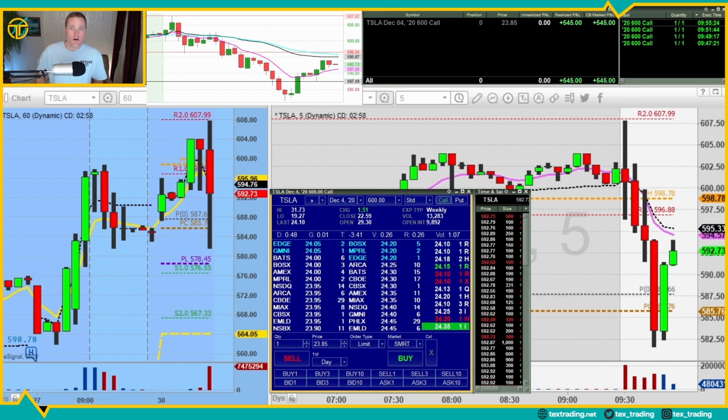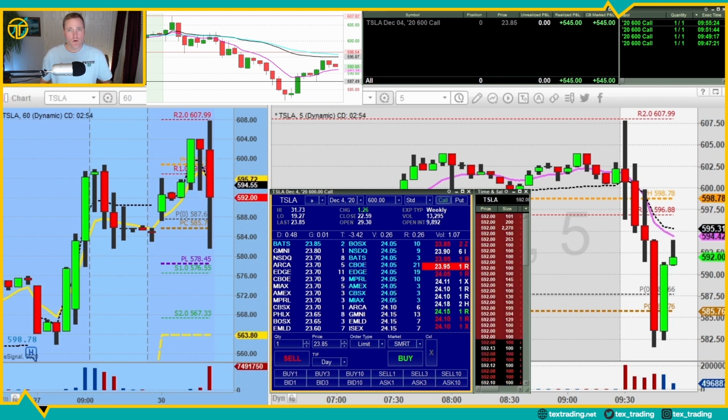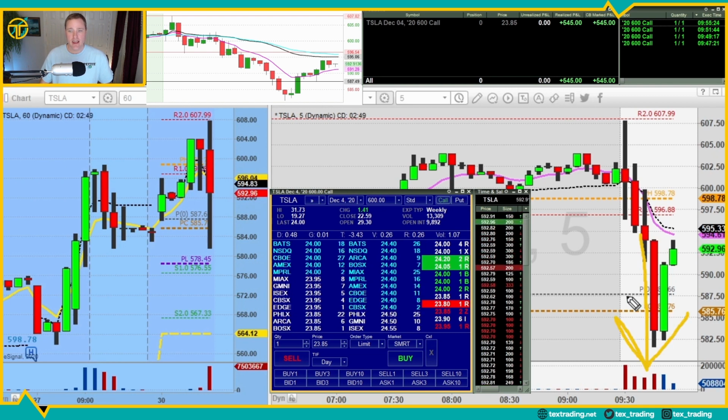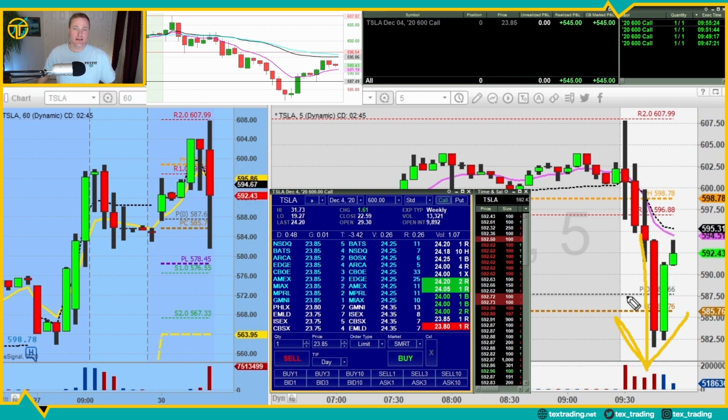Now, does it work all the time? Of course not. If it's a news-driven play, then it's something you never want to touch. Like if some kind of news comes out on a stock and you just see it tank, it just sells off real hard, it gets beyond extended.